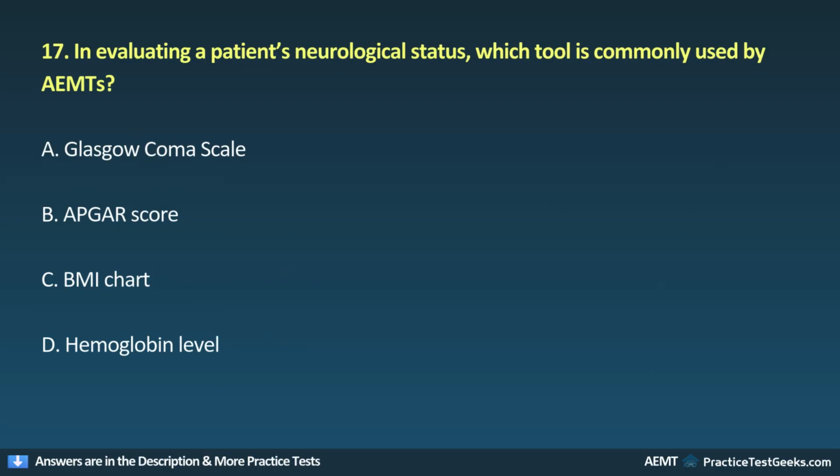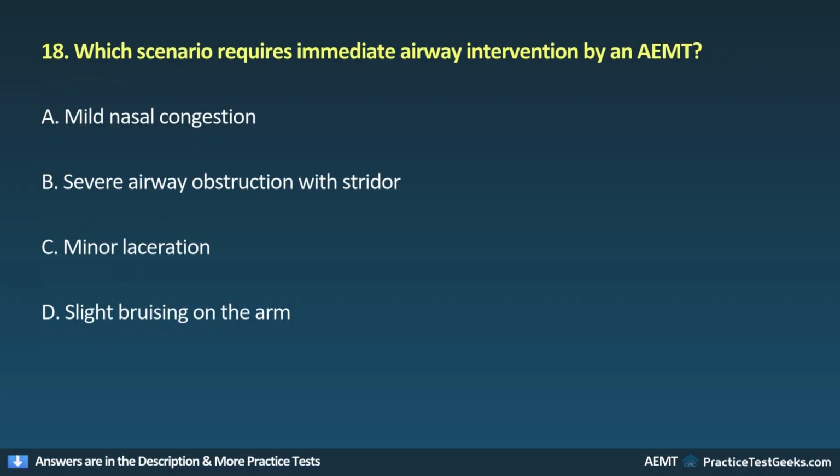17. In evaluating a patient's neurological status, which tool is commonly used by AEMTs? A. Glasgow Coma Scale. B. Apgar score. C. BMI chart. D. Hemoglobin level. 18. Which scenario requires immediate airway intervention by an AEMT?